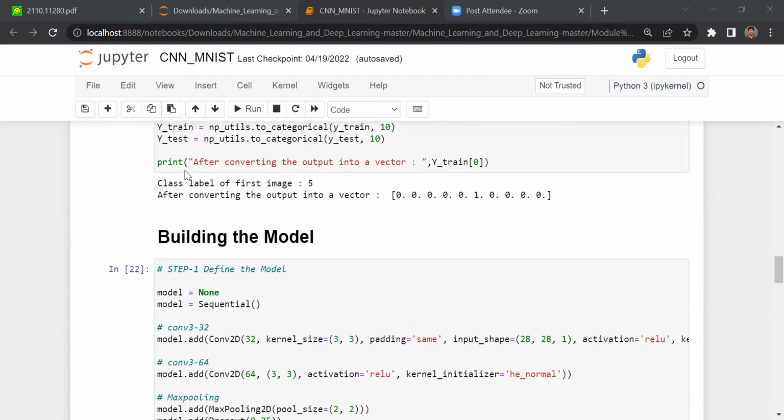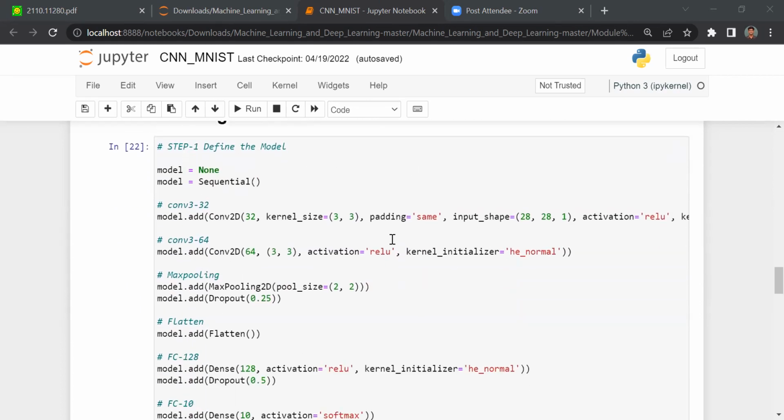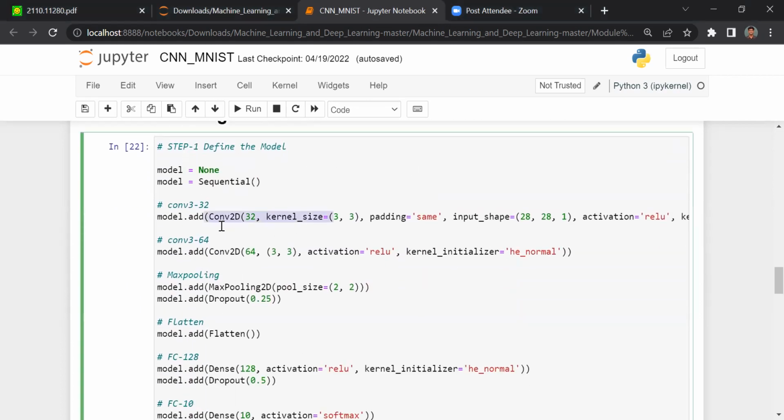And you have the learning process. This is the learning process where you have the convolution layer. This is the convolution layer.